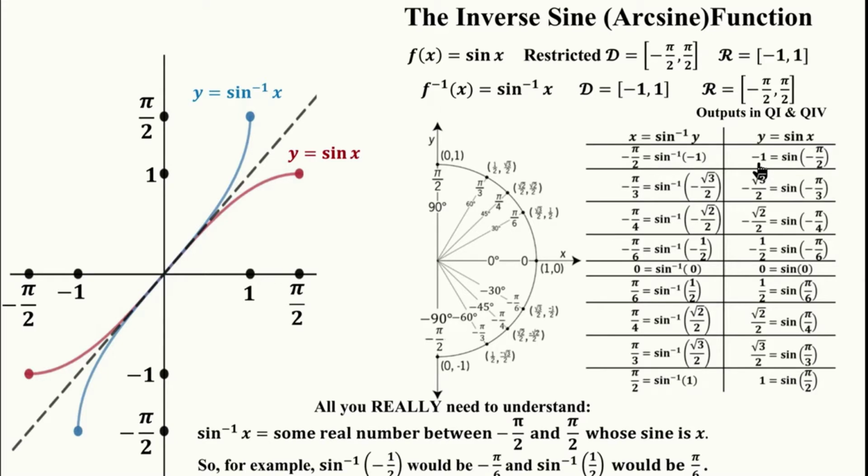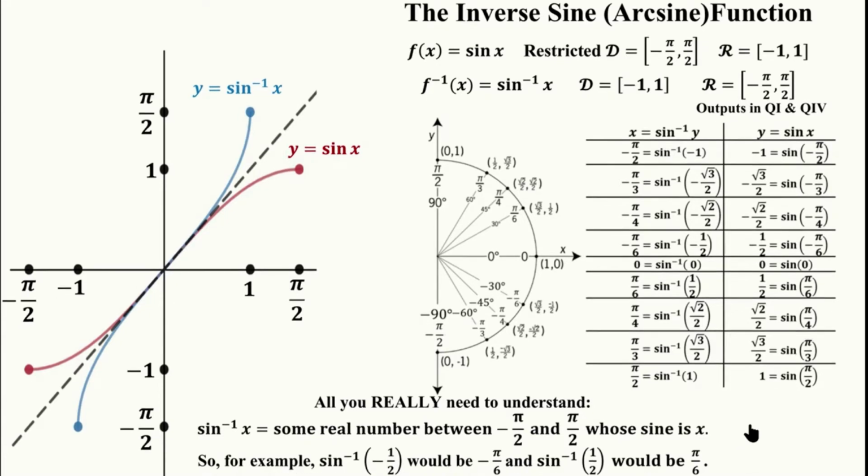But now this table works two ways, right? So that means if you start with negative 1, the inverse sine of negative 1 will be negative π/2. So basically, what you really need to understand is that when you see the inverse sine of x, that just means it's some real number between negative π/2 and π/2 whose sine is x. If you understand that, you've basically understood what we're talking about here with inverse functions.